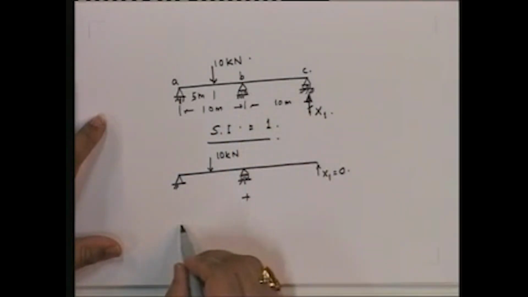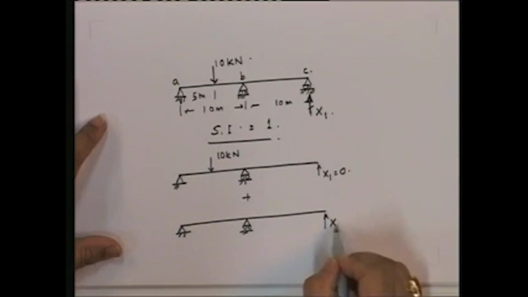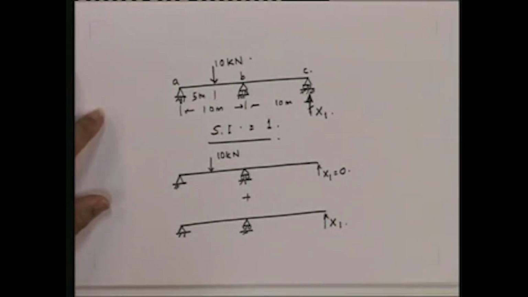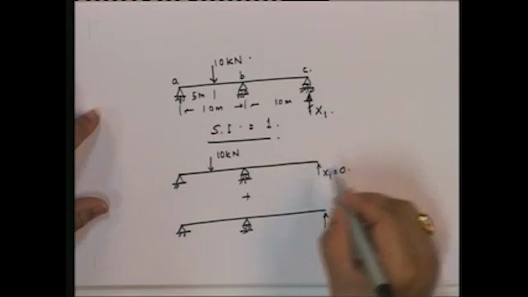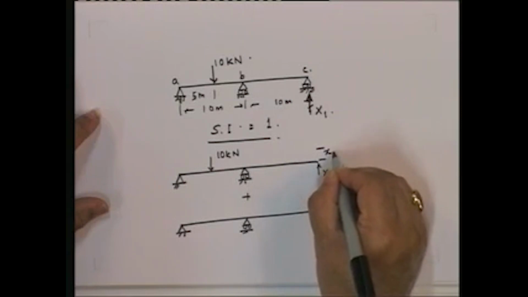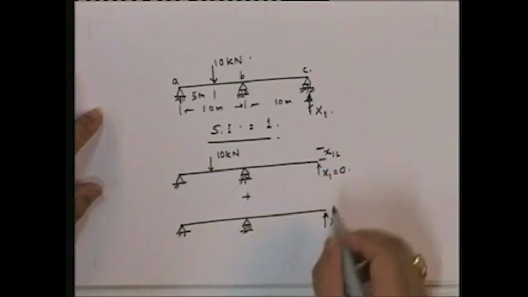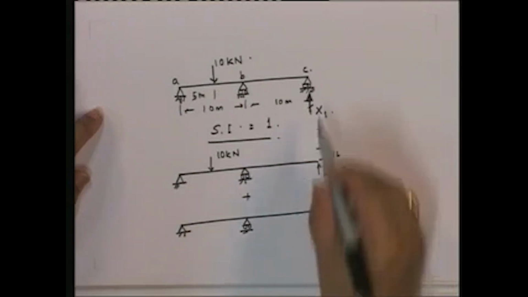This is equal to this plus this. Do you agree that this plus this is equal to this? Obvious. So therefore, what are the steps here? Understand that this is the redundant. So what do I have to do? In this case, I have to find out the displacement x1 due to the loading. Then I need to find out x1 due to the redundant. And what is the actual x1 in this particular case?